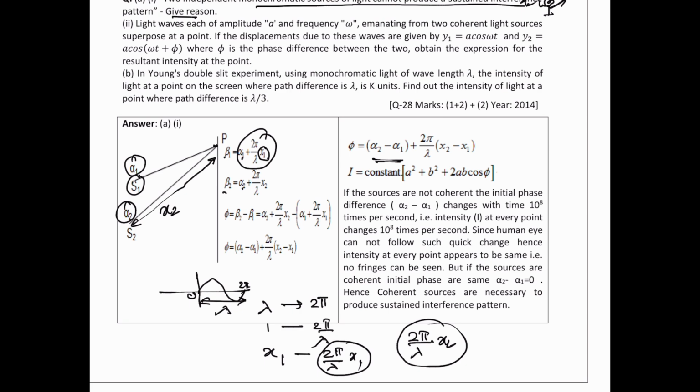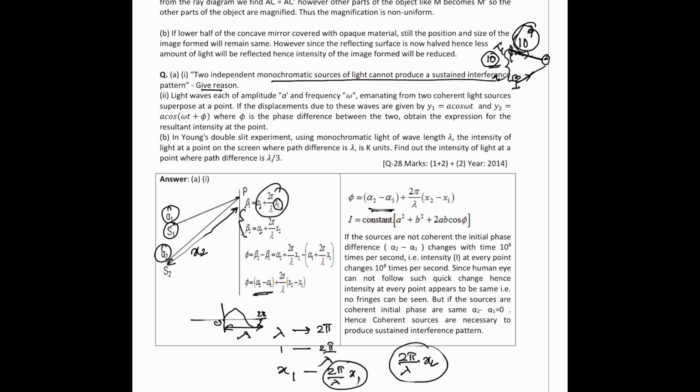Now the net phase difference between these two, beta 2 minus beta 1, includes alpha 2 minus alpha 1. If these two are non-coherent, then alpha 2 minus alpha 1 changes 10 to the power 9 times per second, which you cannot perceive. 10 to the power 8 times per second, it is written. Even 10 to the power 8 times per second is a huge number. Since the human eye cannot follow such quick changes, it is necessary that alpha 2 should be equal to alpha 1. It means they should be coherent.